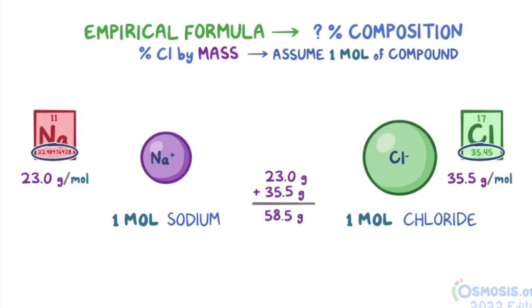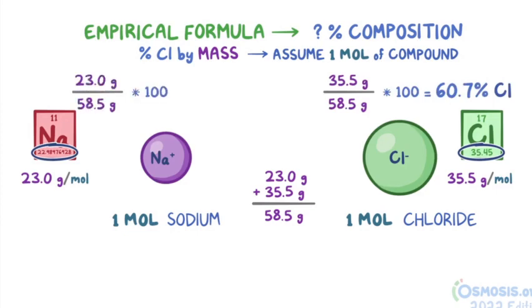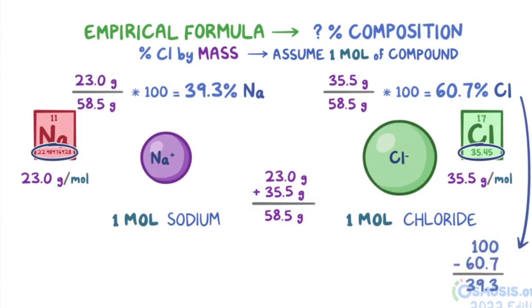To figure out the percent of chlorine by mass, we can just divide the 35.5 grams of chlorine by our 58.5 grams of sodium chloride, and then multiply by 100 to get 60.7% chlorine by mass. Doing the same calculation for sodium tells us that sodium chloride is 39.3% sodium by mass. Or, since the total should add to 100%, we could find the 39.3% by subtracting 60.7 from 100%.